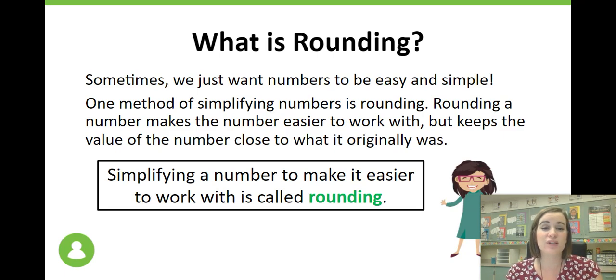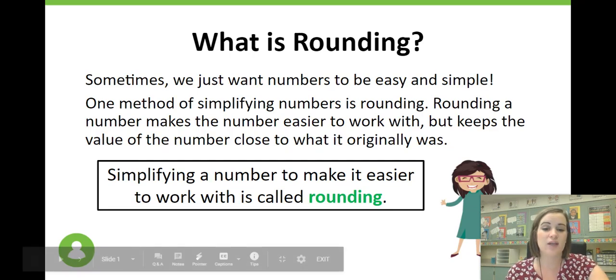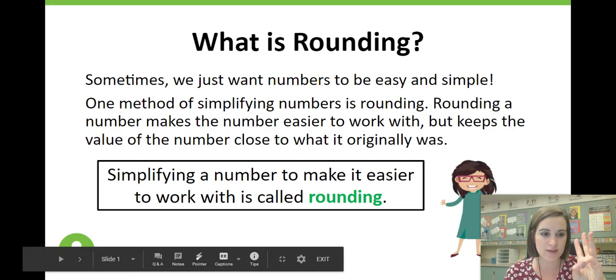Rounding a number makes the number easier to work with, but keeps the value of the number close to what it originally was. Simplifying a number to make it easier to work with is called rounding. And today I'm going to teach you 3 different methods to help you round. And the first one is the method of using a number line.